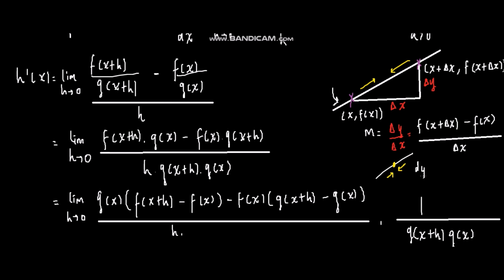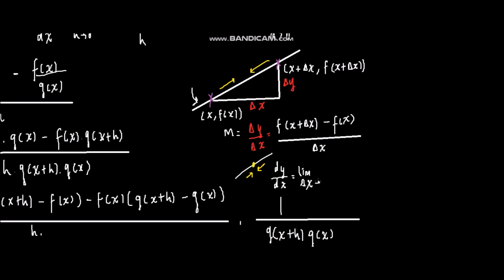So the definition of derivative, dy over dx, the derivative of a function y with respect to x, is equal to the limit as delta x approaches 0 of the gradient, basically. So f of x plus delta x minus f of x over delta x. And there you have it.